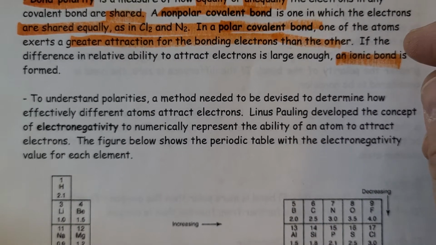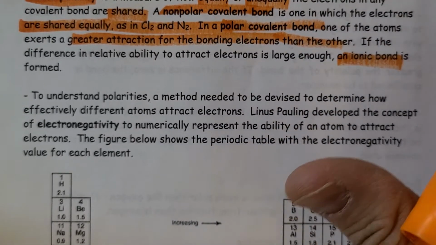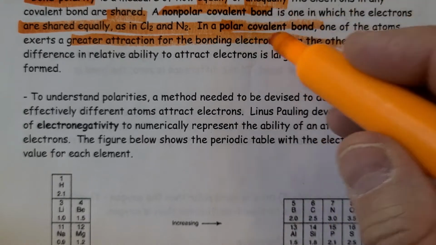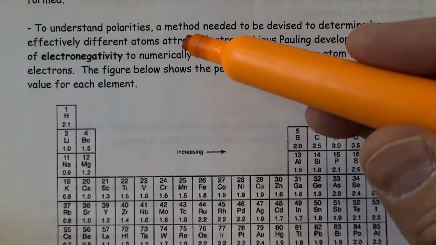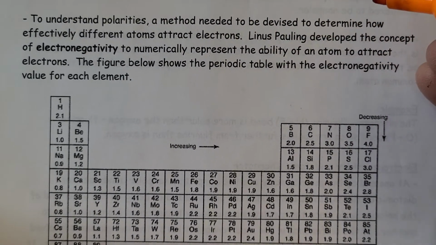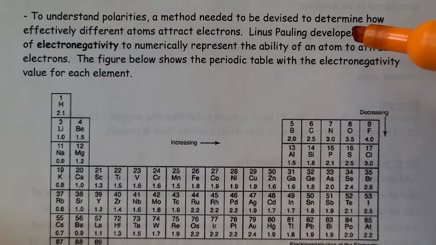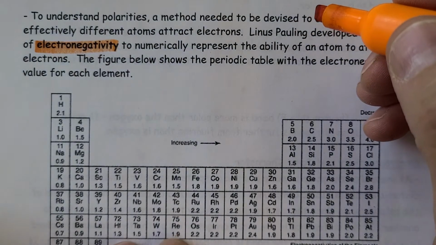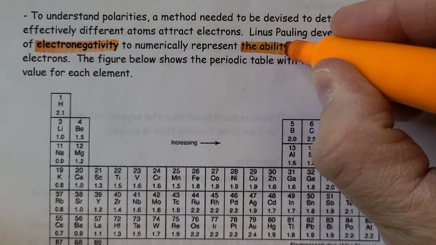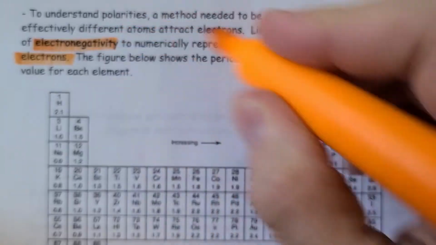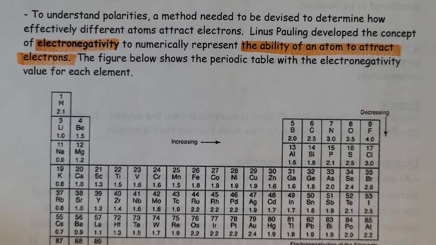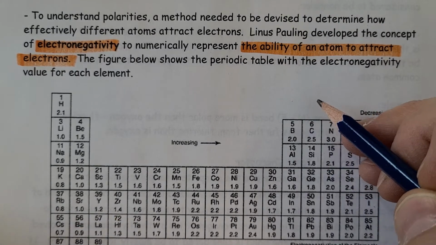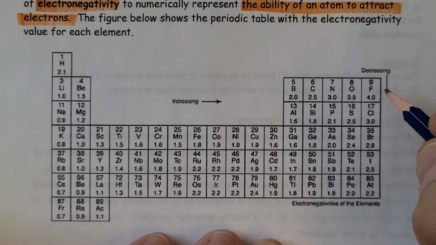So here we're digging a little bit deeper, looking at ionic bonding, a complete transfer. Covalent bonding is a sharing, but within that sharing there can be equal sharing or unequal sharing. To understand polarities, a method needed to be devised to determine how effectively different atoms attract electrons. Linus Pauling developed the concept of electronegativity to numerically represent the ability of an atom to attract electrons. So that's what we mean by electronegativity, the ability of an atom to attract electrons. The figure below shows how these numbers come into play. The larger the number, the greater the attraction.